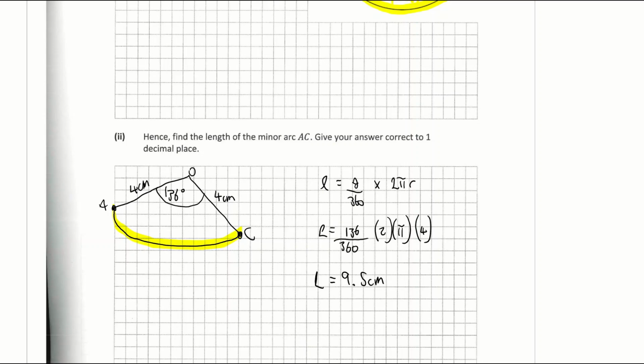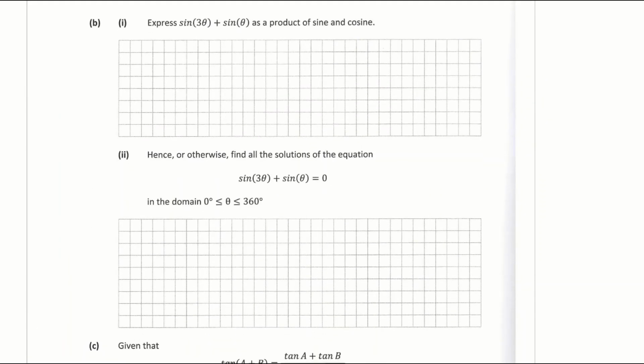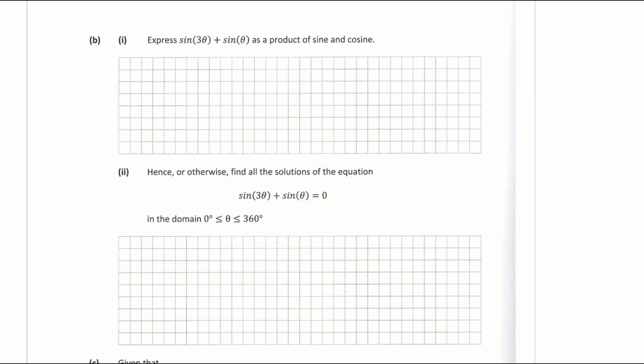Scrolling down now to B part 1. It wants me to express sine 3 theta plus sine theta as a product of sine and cosine. So what I'm using here is I'm now going to go to page 15 in my log tables. So we need our log tables now for this one. And I'm taking this now from the sum to products down the bottom of page 15.